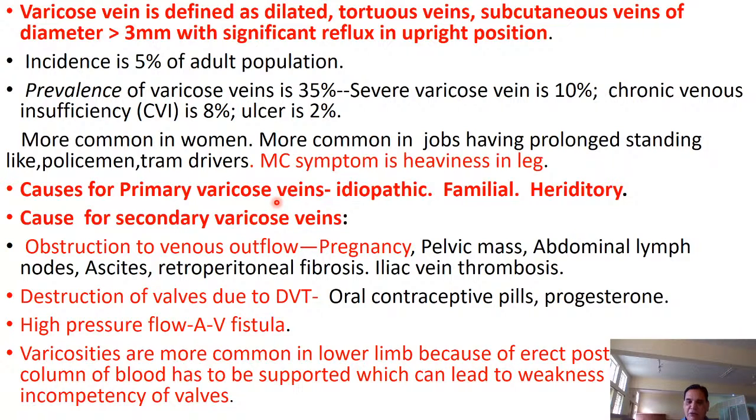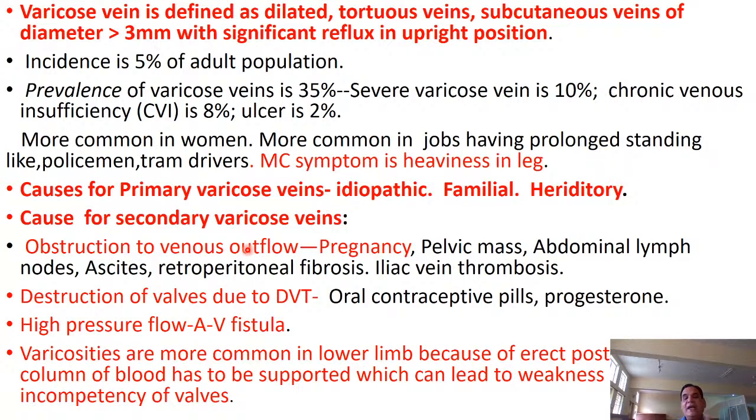Amongst primary varicose veins, simply remember: idiopathic, familial, hereditary. If you write down three things, you are through. For secondary, a common cause is obstruction of venous outflow, destruction of valves. The function of a valve is directing the blood flow. So where does the destruction occur? In DVT. So deep vein thrombosis is one of the causes of secondary varicose veins. Remember these two, forget about the rest.